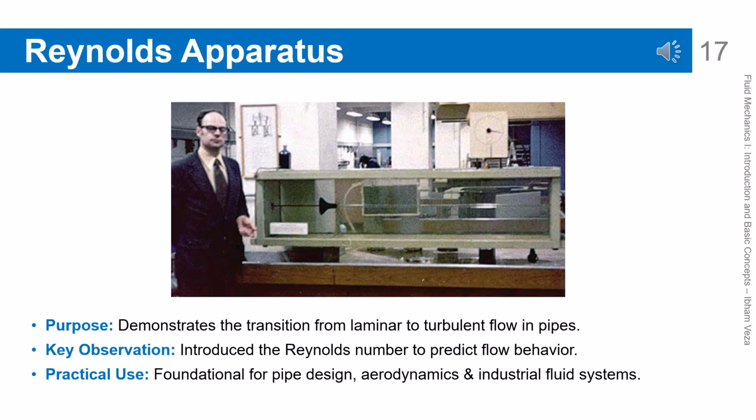Reynolds apparatus. This apparatus is used to demonstrate the transition from laminar to turbulent flow in a pipe. The change in flow pattern is influenced by velocity, viscosity, and pipe diameter. From this experiment, the Reynolds number was introduced as a key parameter. Dye is used to visualize the flow patterns directly. This concept became fundamental in pipe design and aerodynamics.